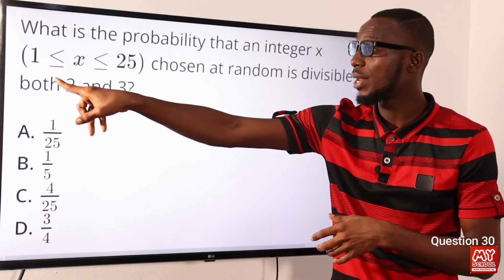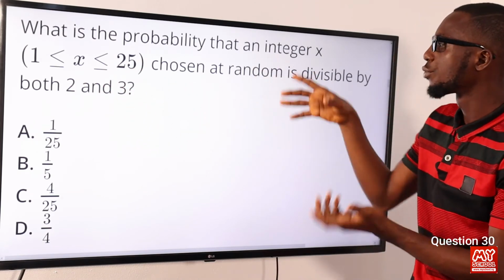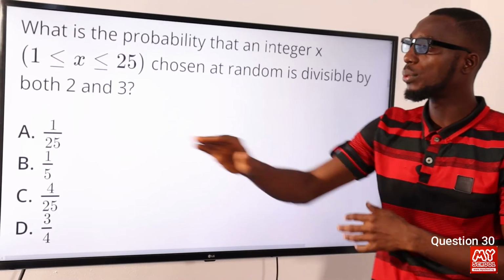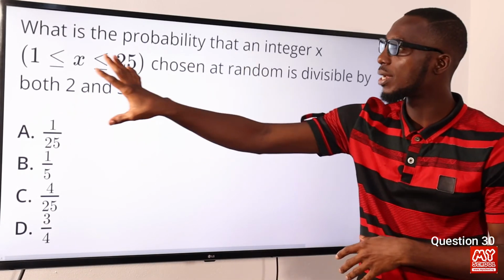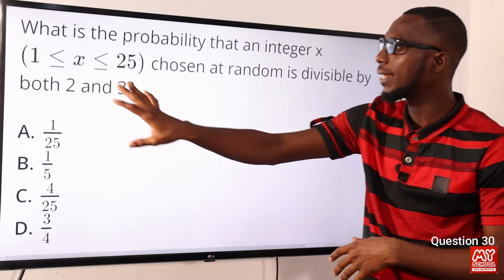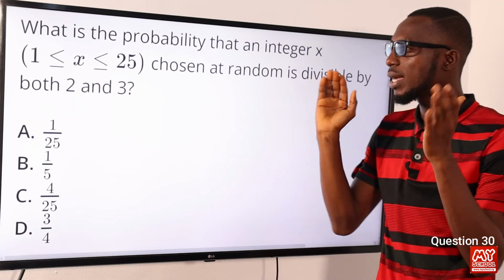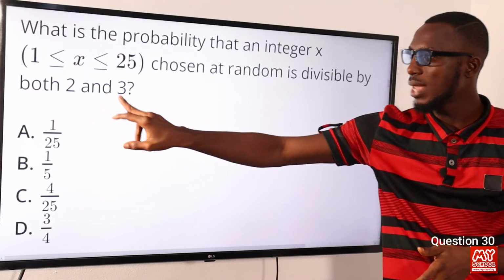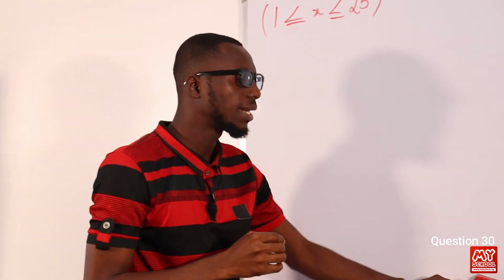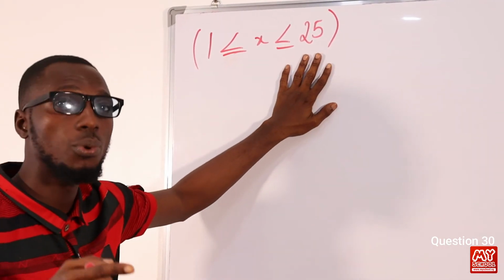This is 1 is less than or equal to x, then x is less than or equal to 25. Chosen at random, is divisible by both 2 and 3. So we are looking at which integers here are divisible by 2 and 3 without remainder. Basically, we'll be working around 6, so 2 times 3, that is 6. So we're looking for numbers that can be divided by 6 without remainder between 1 and 25, both inclusive.